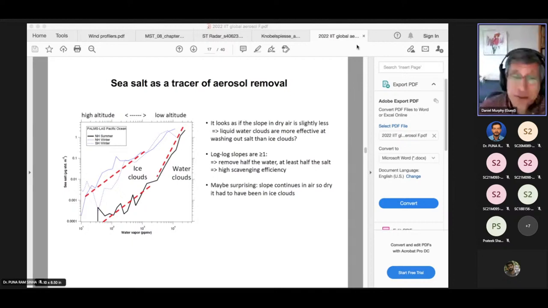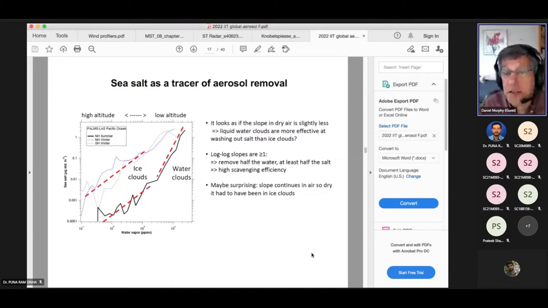So through large portions of the atmosphere, it's actually a really simple removal process. When you remove half the water, you remove half the salt. When you remove 90% of the water, you remove 90% of the salt. Except it looks like in the summer, where there's a lot of rain, you actually remove sea salt faster than you do the water in a relative sense. And something that was surprising to me here is that the slope of removing half the salt every time you remove half the water continues into regions of the atmosphere where there are only ice clouds. And it's not so obvious to me that it has to be that way.